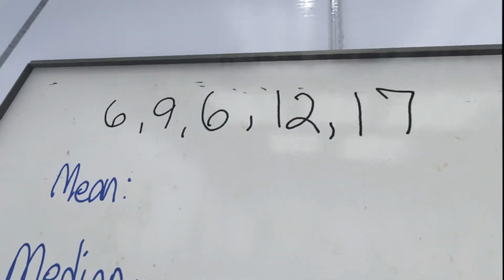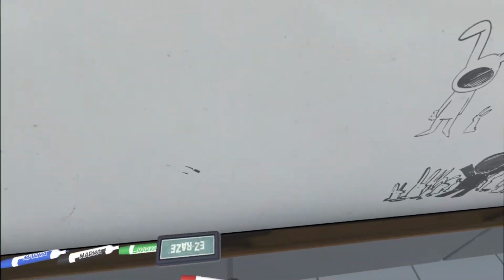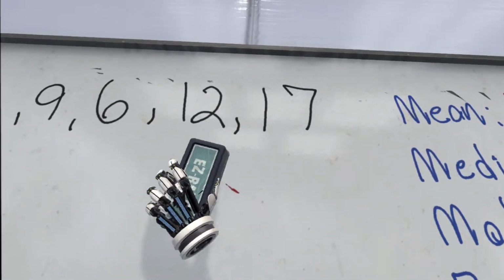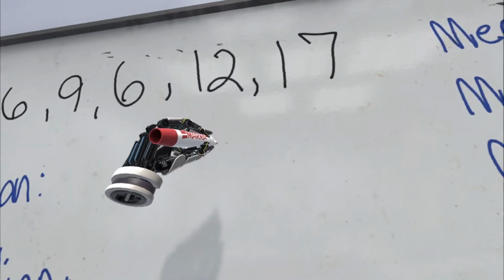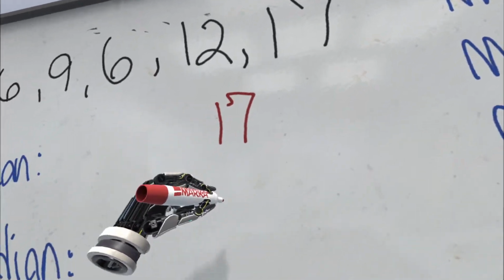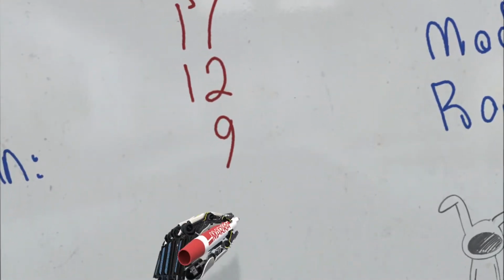Let's start off with putting our biggest first. 12. Oops, you know what? It should be 17. So let's fix that. Like I said, start off with your biggest. So it should be 17. Then 12. Then 9. Then 6 again.